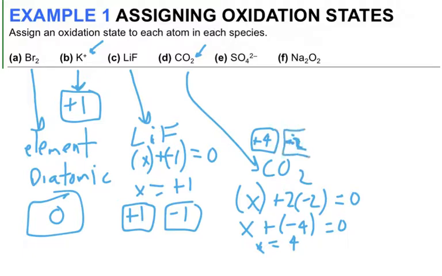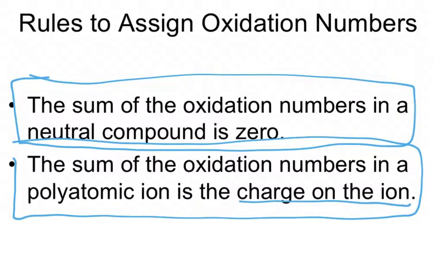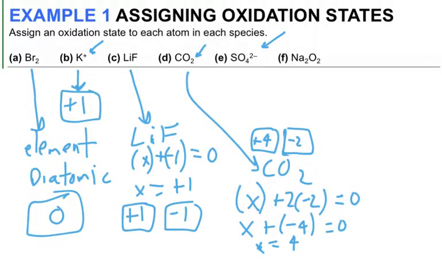Okay, let me go ahead and fix that a little bit here. So there you have the oxidation numbers. So when you have a neutral compound, you set it equal to 0. Now, there's another rule that we're going to apply for letter E. Notice it's a polyatomic. So look at this second rule down here. If you have a polyatomic ion, instead of equaling it to 0, you're going to equal it to the charge of that ion. So we're going to look for sulfur.